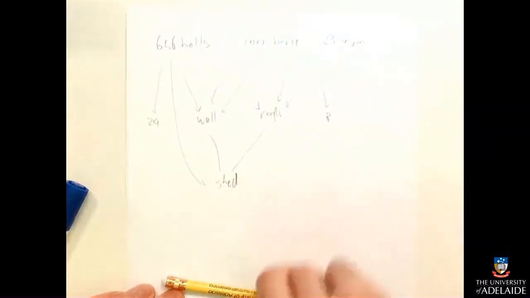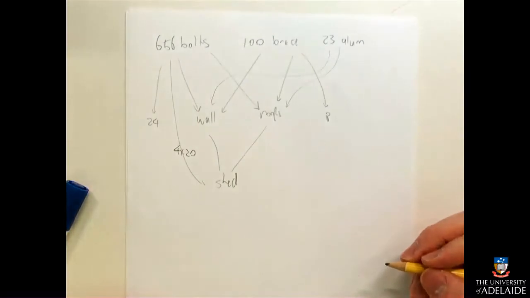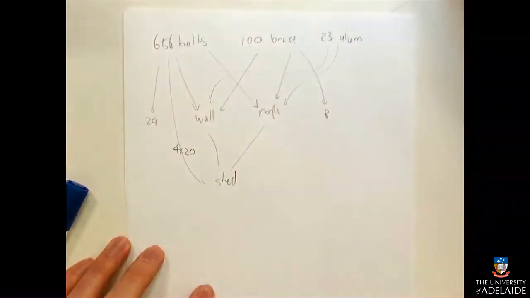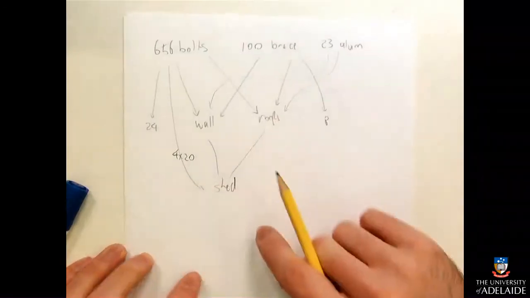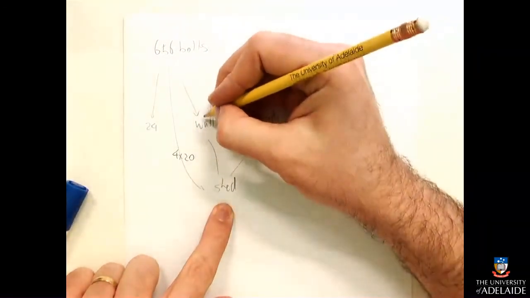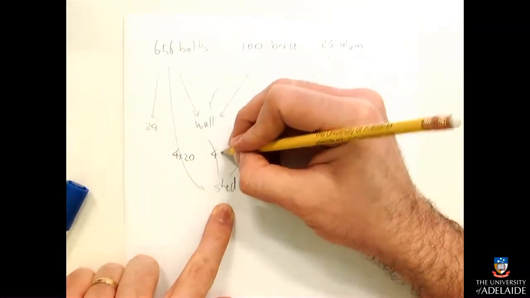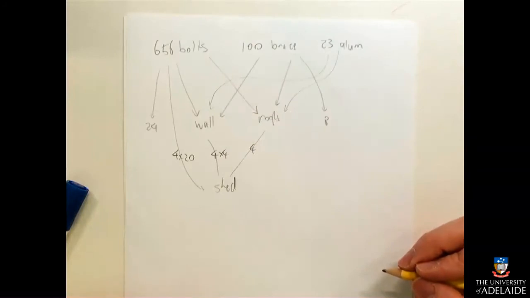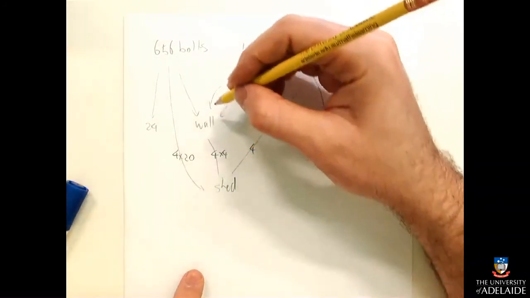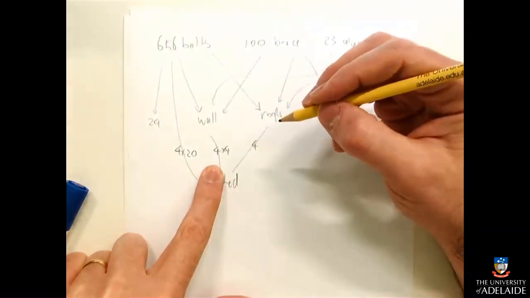There's 4 sheds total, so that's 4 lots of 20 braces, bolts. There's 4 sheds total, which means we need 4 lots of 4 of these walls and 4 of these roofs. And so the total number of walls that we need is 16, but they've asked for an extra 2.